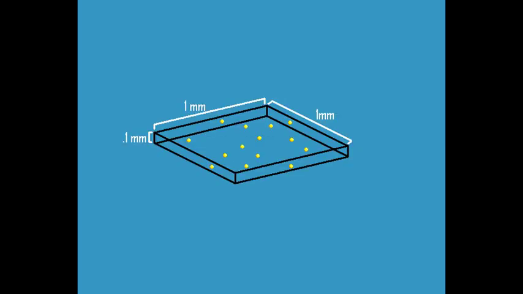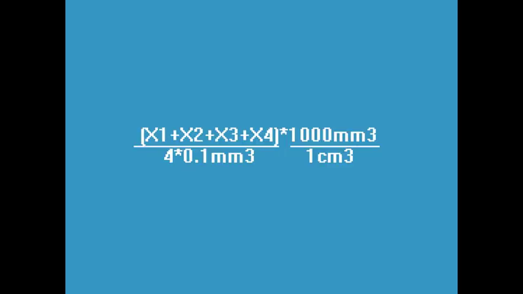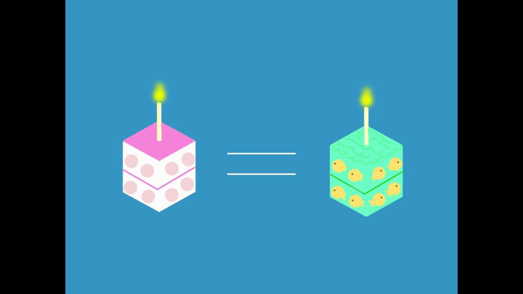Remember, each quadrant is a millimeter by a millimeter square and has a depth of 0.1 millimeters. So the volume of each quadrant is 1 millimeter by 1 millimeter by 0.1 millimeter, or 0.1 millimeter cubed. Divide your average cell count by 0.1 millimeters cubed. Now, convert millimeters cubed to centimeters cubed by multiplying by 1,000. Centimeters cubed can be converted to milliliters by remembering that 1 centimeter cubed is equivalent to 1 milliliter.